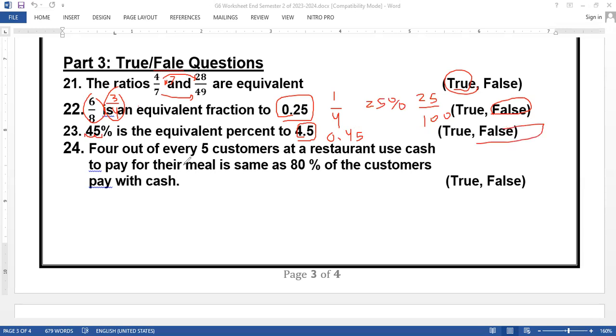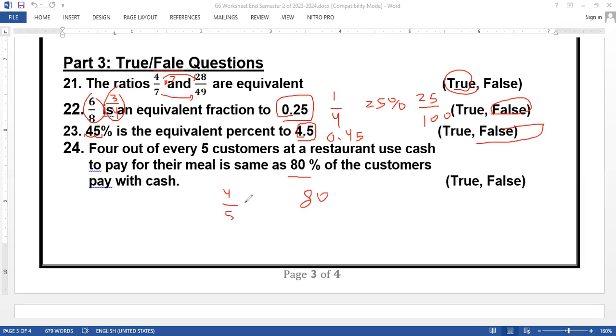4 out of every 5 customers at the restaurant use cash to pay for their meal. Is the same as 80% of the customers pay with cash? Yes. 4 over 5 equals 80% or no? This is the question.